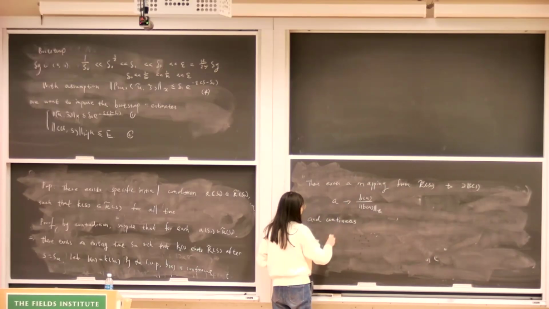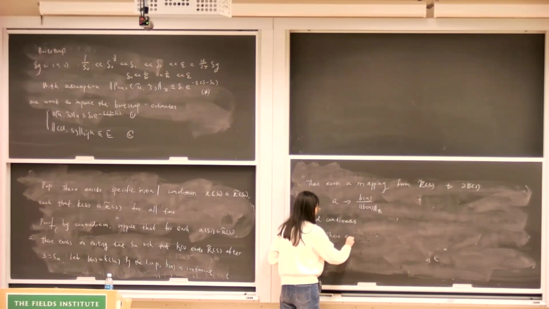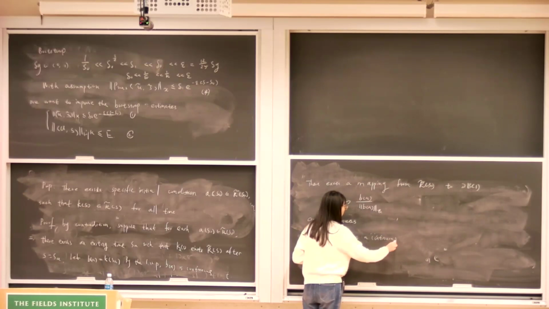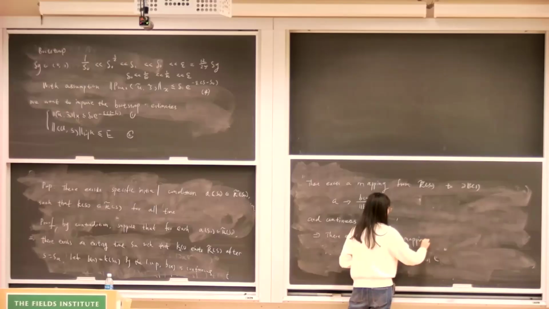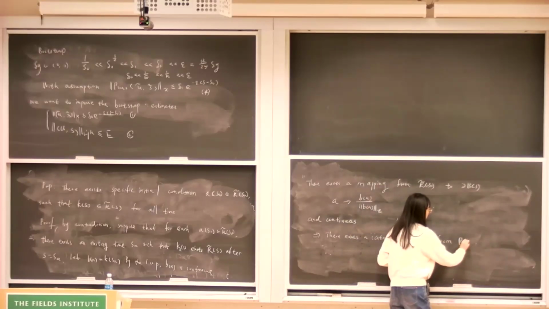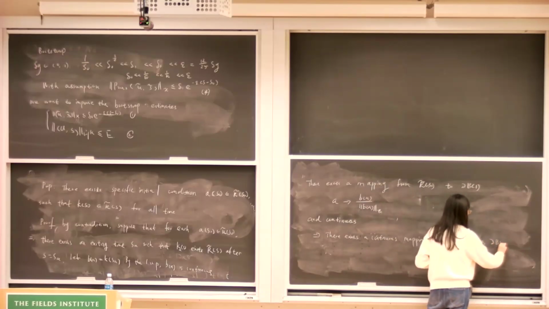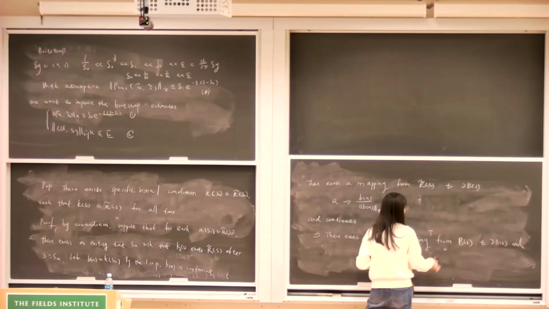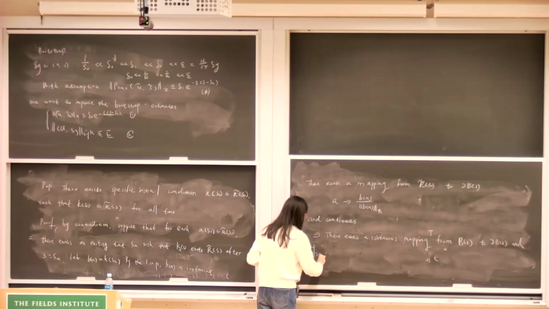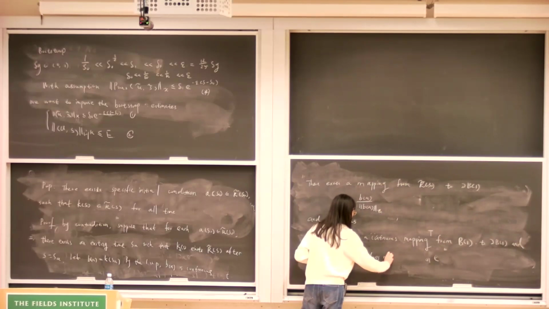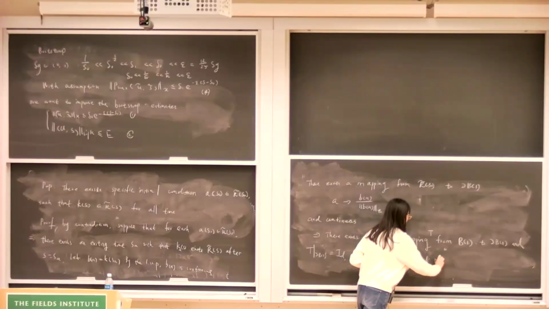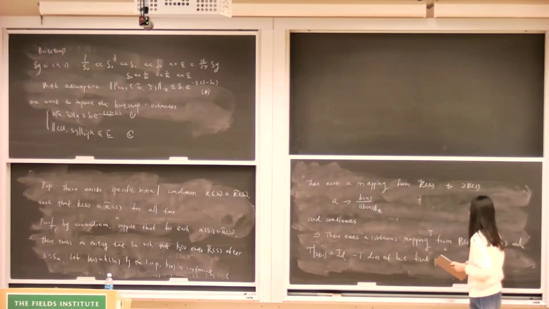Let's say, well, I would just say there exists a continuous mapping from the ball with radius 1 to the boundary of the ball with radius 1, and let's say, T. So negative T does not have a fixed point. And this is a contradiction.